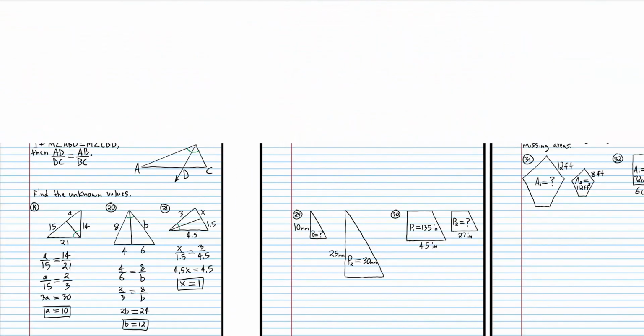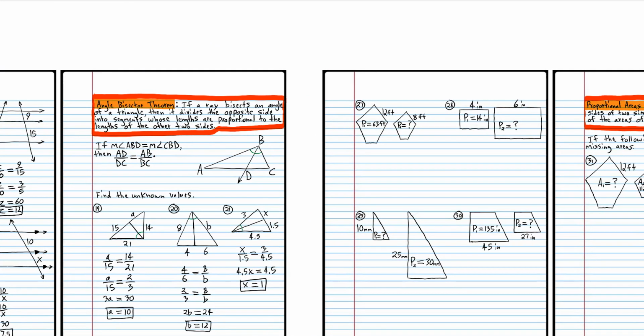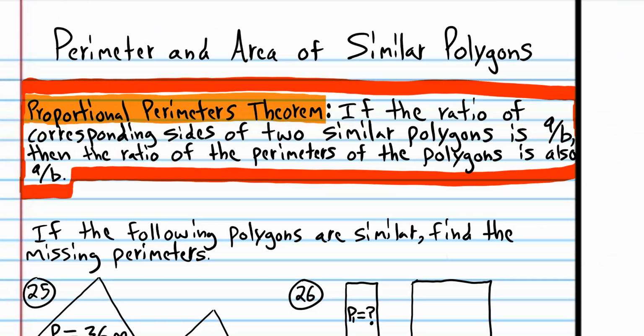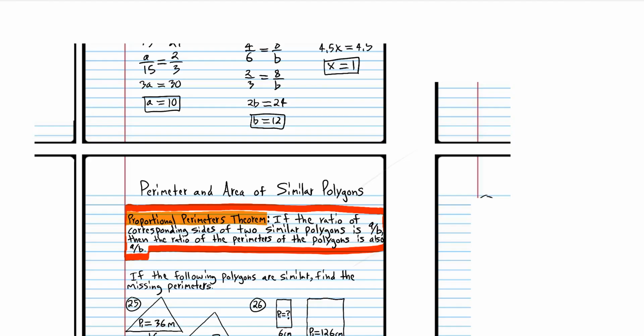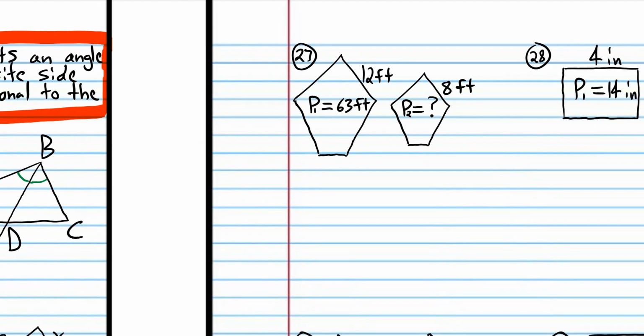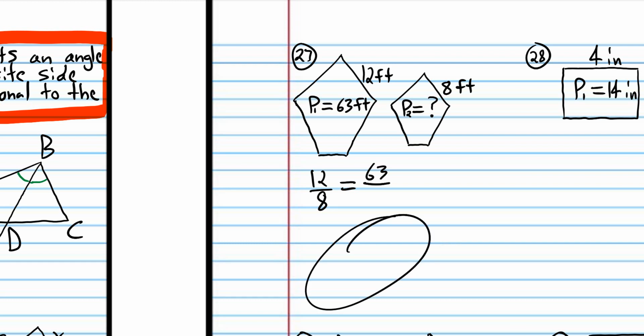All right, we'll try one more of these perimeter problems before you try one on your own. Again, if you didn't get a screenshot of that perimeter theorem, go ahead and do that now. So the theorem tells us that the ratio of corresponding sides, we have 12 and 8, so we know the ratio is 12 over 8, whatever that simplifies to. That must be equal to, and I don't have a lot of room down here, so instead of writing P1, I'm just going to write 63, because I know P1 is 63.